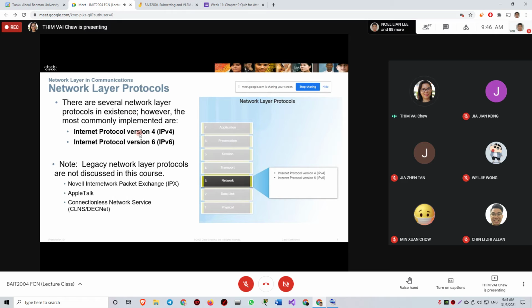protocols, but the ones commonly implemented in our network are IPv4 and also IPv6. We also have old network protocols, okay? But we are not discussing them here because they are already old. IPX, AppleTalk, all of these are old protocols, not used anymore, unless you have a very, very old network.